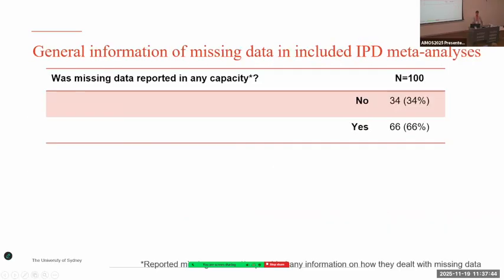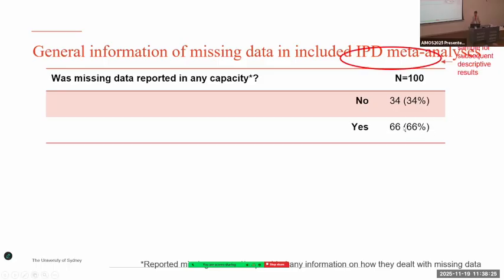And then when collecting general information about missing data, one of the first things that we tried to collect was whether the IPD meta-analysis reported anything about missing data in any capacity, meaning did they report anything about missing values, or did they provide any information about how missing data was dealt with? And surprisingly, only 66% of papers reported missingness. So we're already seeing a big gap in how missing data is being reported in IPD meta-analyses. In the 34 papers that report nothing, it is a bit concerning that we are unable to evaluate if the missing data approach was appropriate or not.